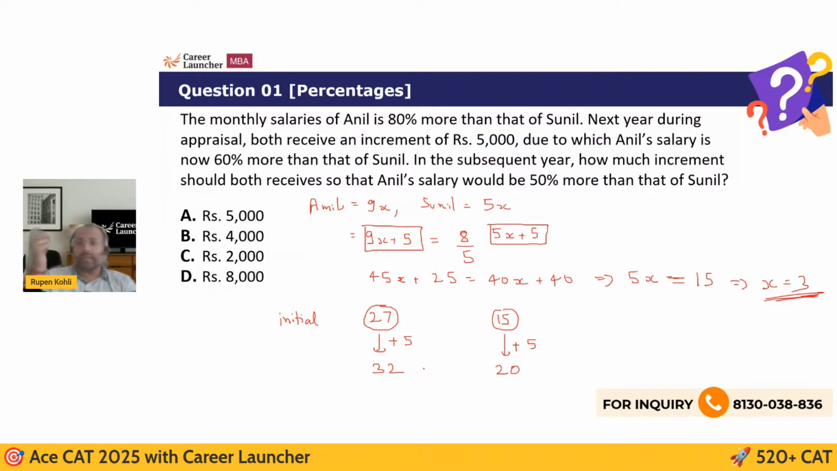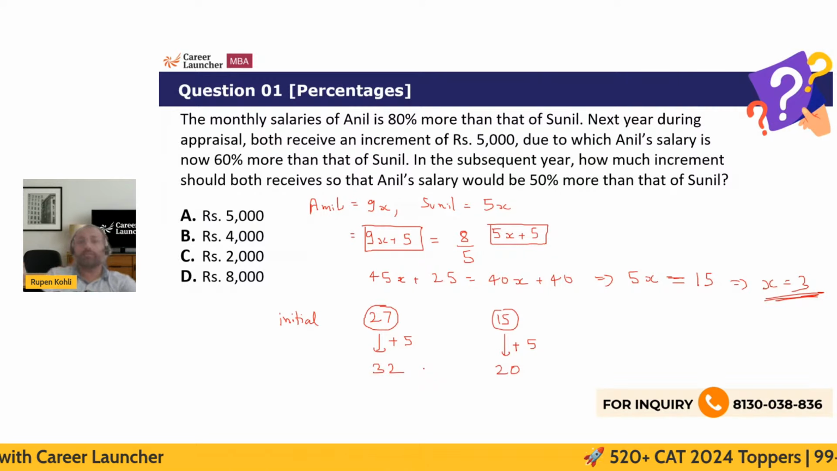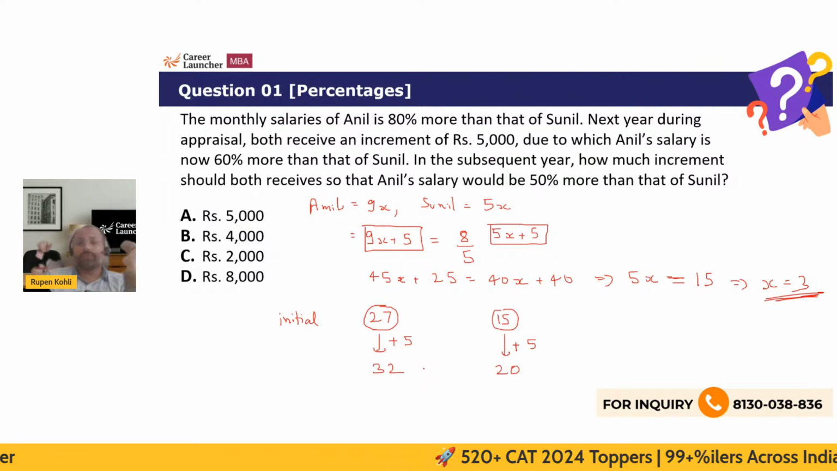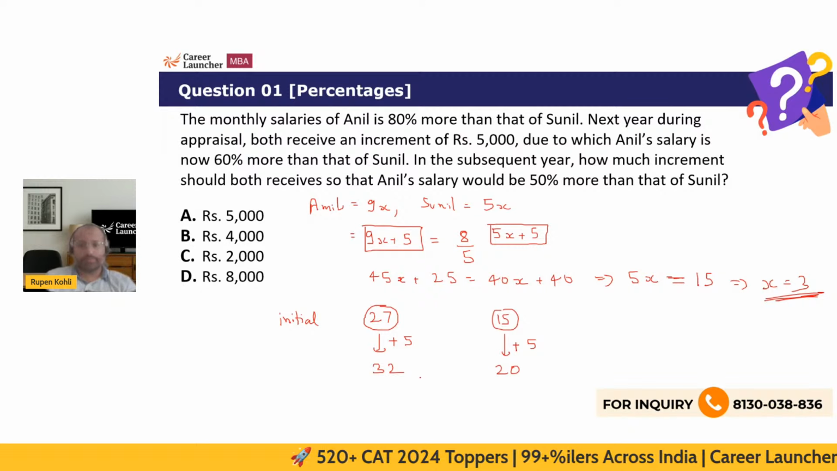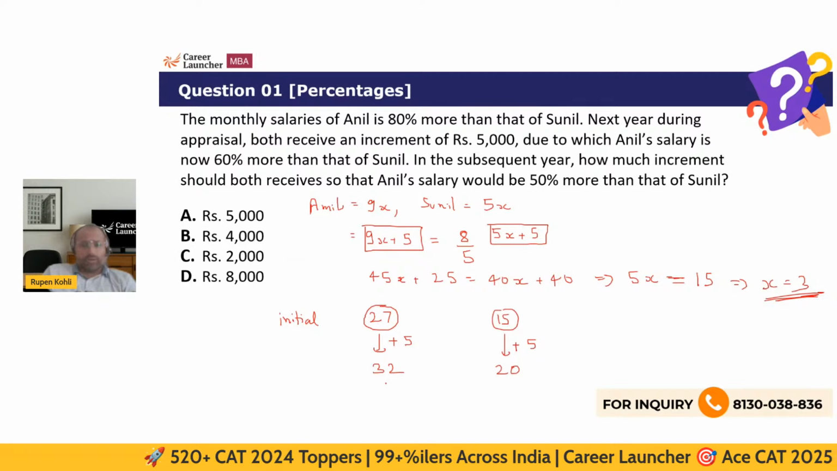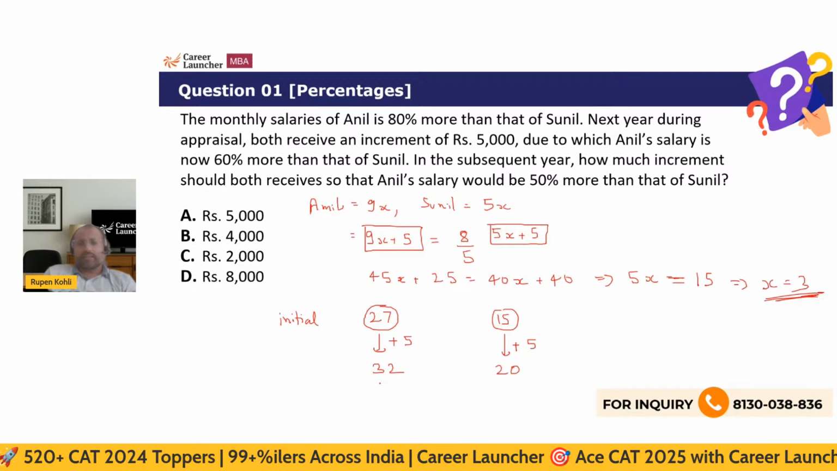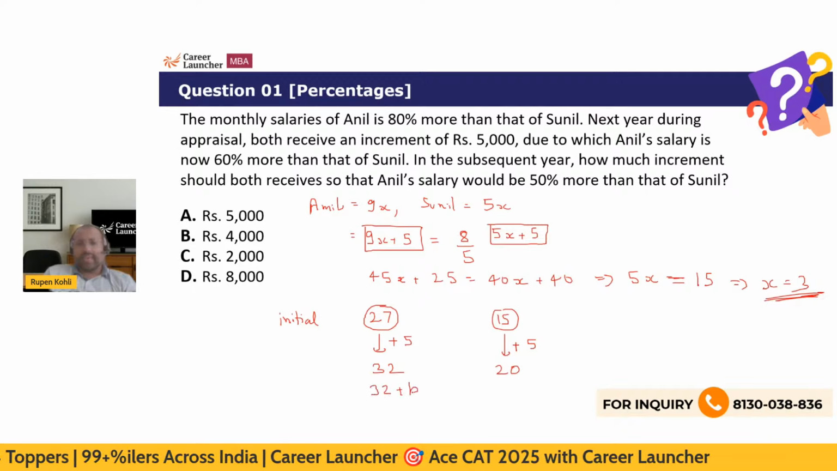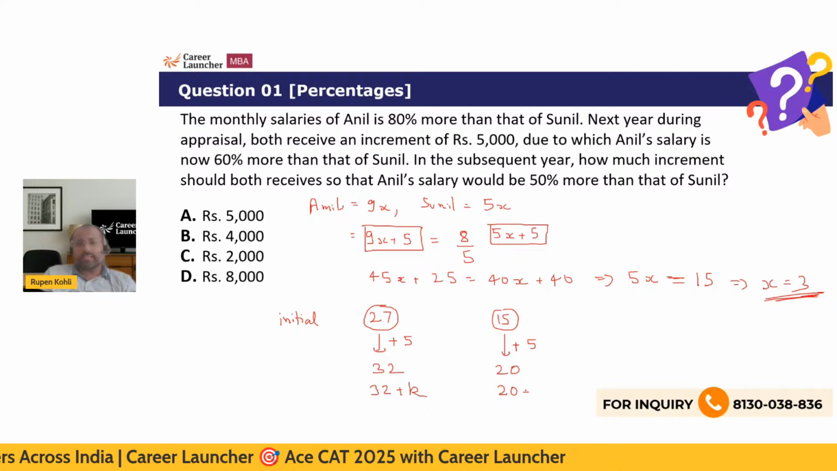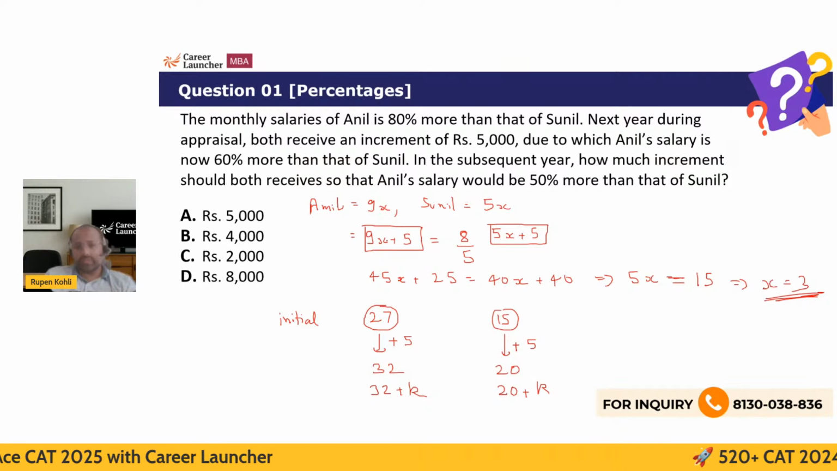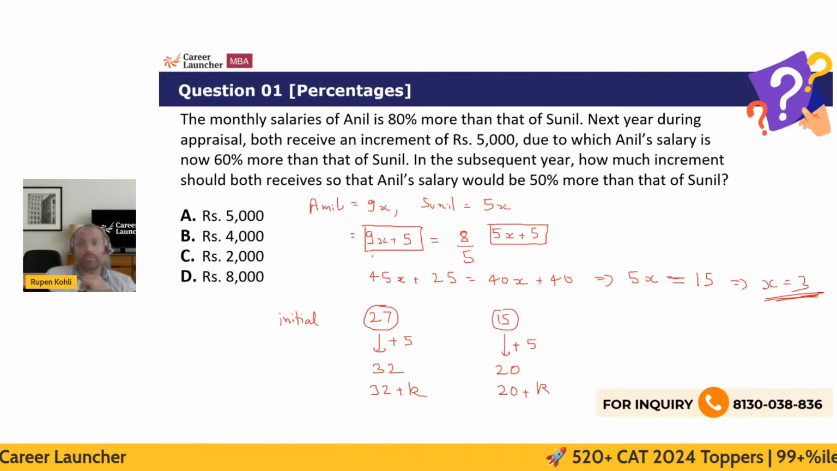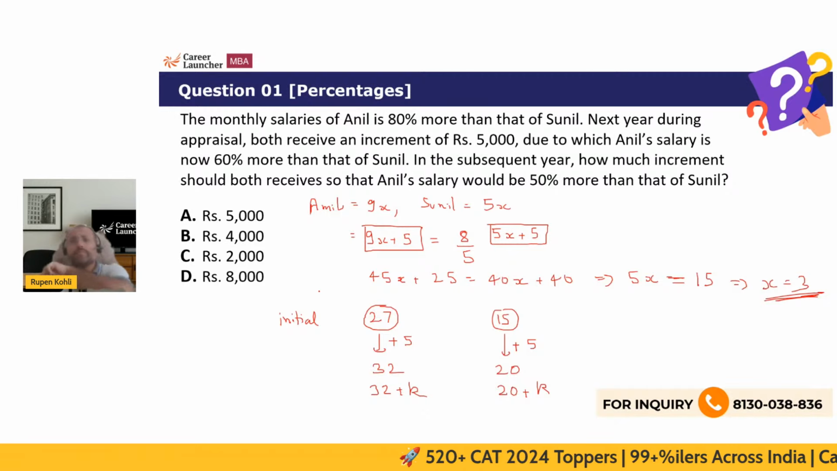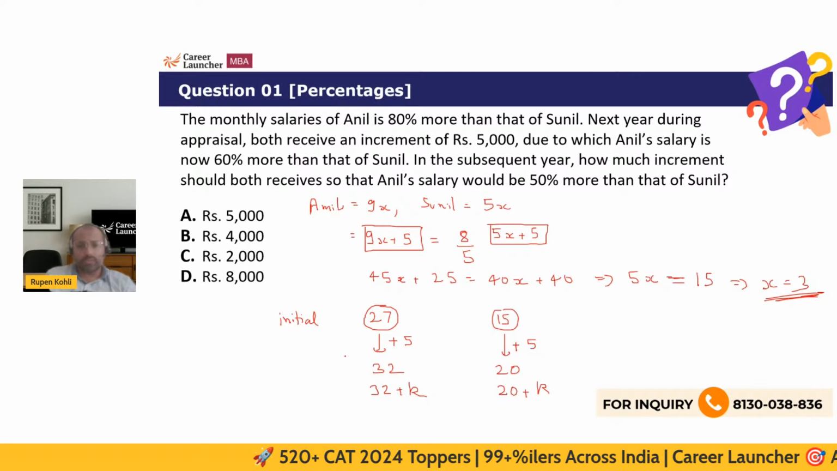In the subsequent year, how much increment should both receive so that Anil's salary would be 50% more than that of Sunil? So this 32 will further increase by something. Let's say 32 will become 32 plus K, and this 20 will also increase by the same amount, because that is what is given. They are both receiving the same increment, so that now this is 1.5 times of that, 50% more. So what is the equation?